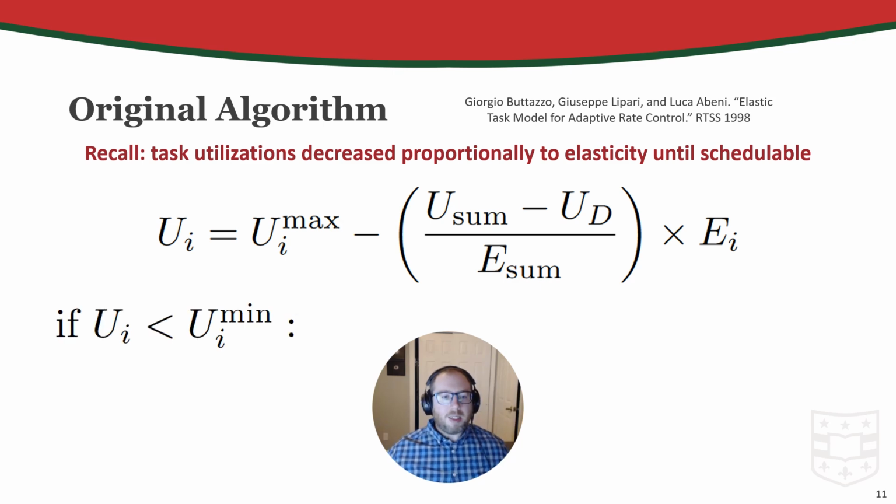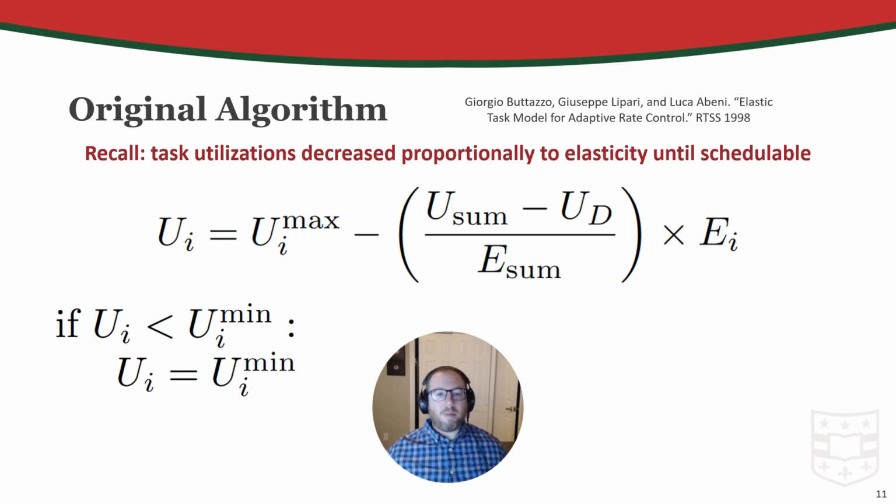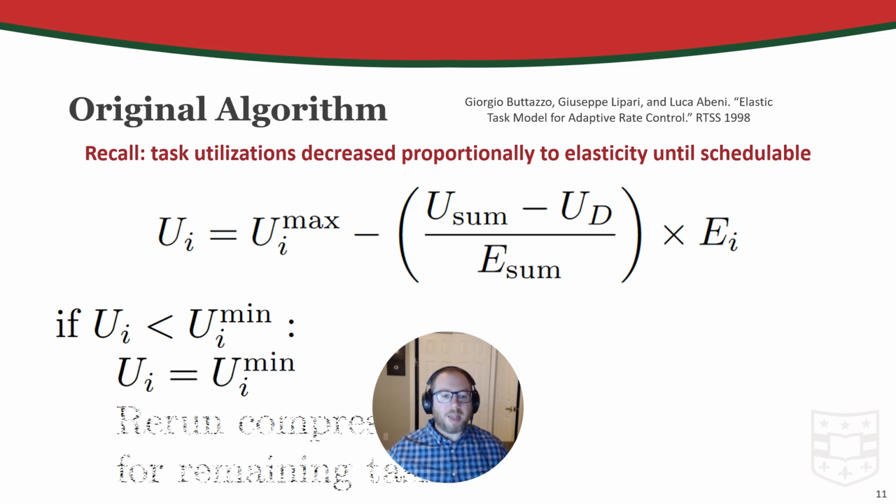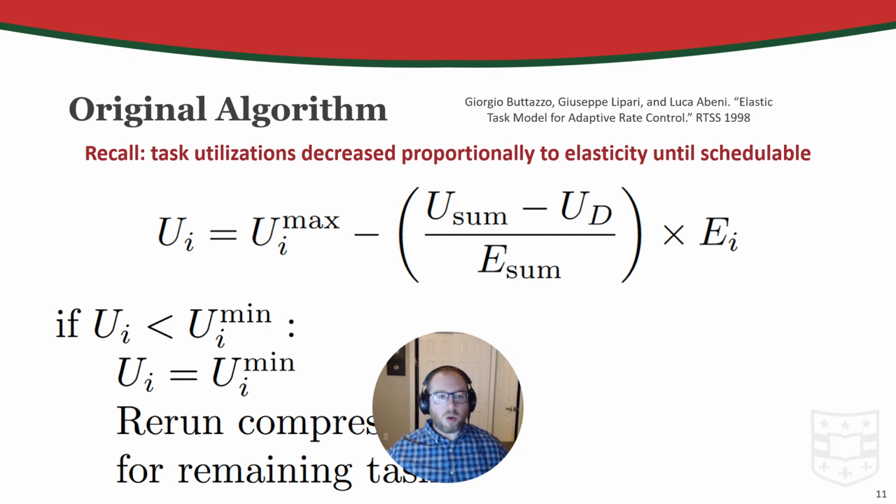But keep in mind that tasks also have minimum utilization constraints. In Buttazzo's original algorithm, if compression would bring a task's utilization below its minimum, it has to get set back to the minimum, and the remaining tasks have to be compressed even more. Now, because compression requires assigning a utilization to each task, but this loop might have to rerun as every task's utilization is brought below its minimum, the total time ends up being quadratic in the number of tasks.